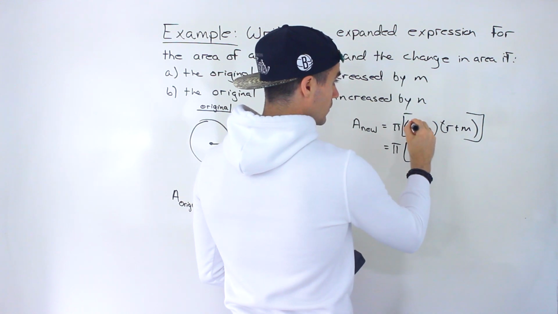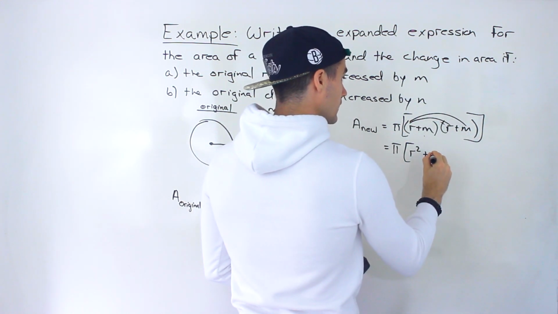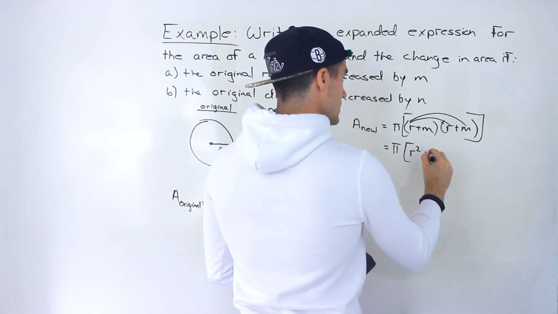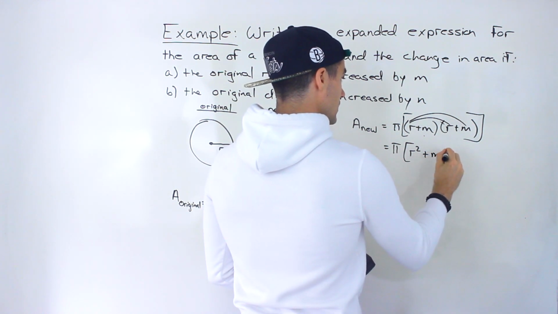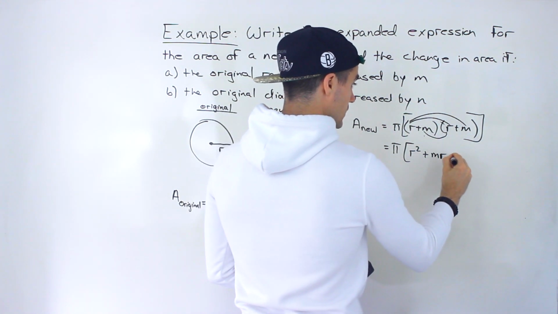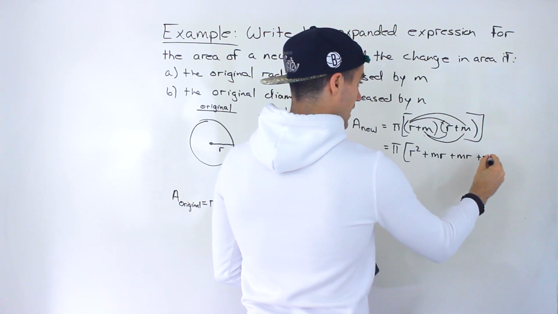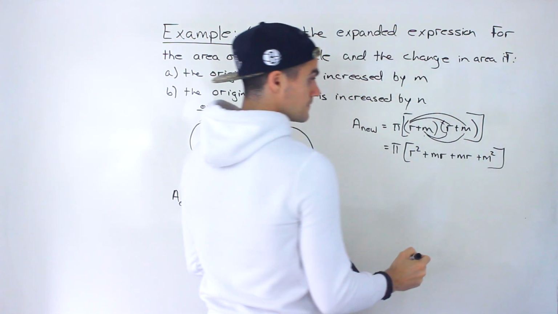So notice here, what we would get, r times r is r squared, r times m gives us, let's keep it in alphabetical order, mr, m times r would give us mr, and then m times m would give us m squared, like that.